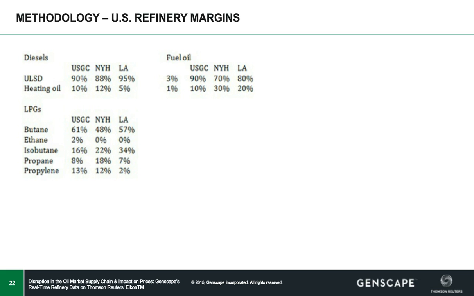LA, it's 95-5. Fuel oil, it's 90-10. New York Harbor and LA, it's a bit more different. The LPGs, there's a propylene-propane split. There's an isobutane and a butane split as well. And those numbers, you pit them against what Krista's yields model puts out, and we get the margins that way. So, on to the next slide.